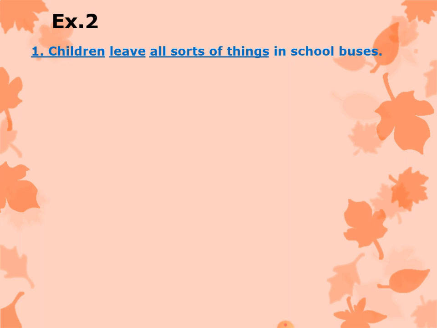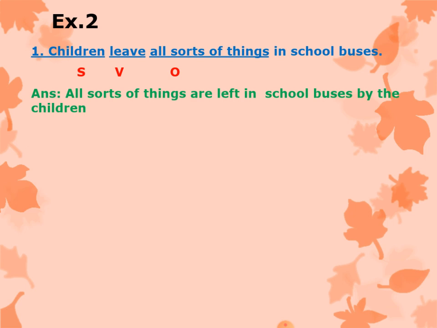The first step is identify. Children is a subject, leave is a verb, all sorts of things is an object. So the answer is all sorts of things. The past participle form of leave is left. So all sorts of things are left in school buses by the children. Second sentence, your conduct puzzles me. Your conduct is a subject, puzzles is a verb, me is an object.